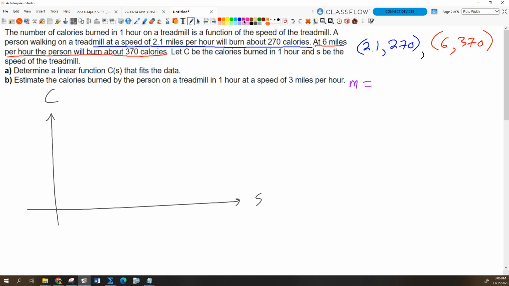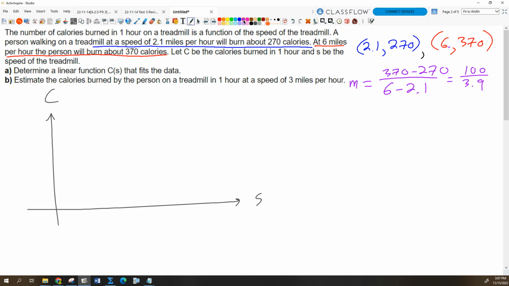So m would equal y minus y, or in this case, I mean, you know what I mean? Y in this case is really c. So output minus output, so right minus left, over 6 minus 2.1. So what's that give us? 100 over 3.9. Okay, that's some weird decimal. Going to give us some bizarre decimal.